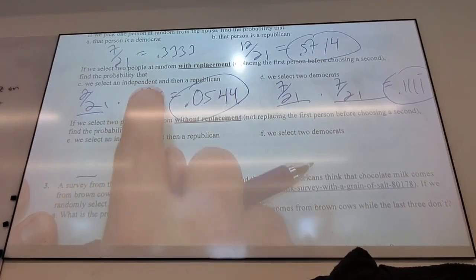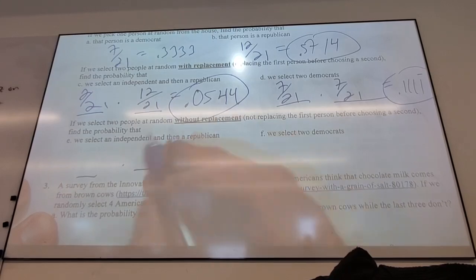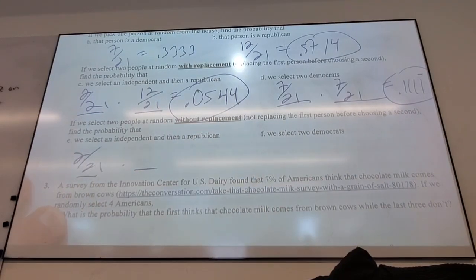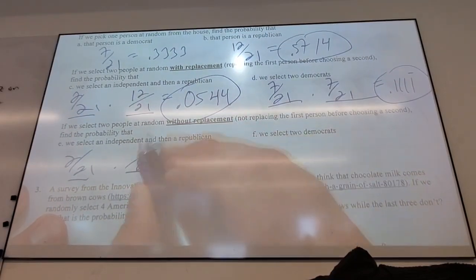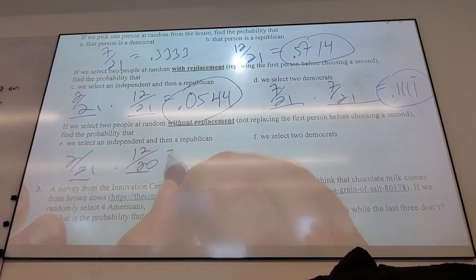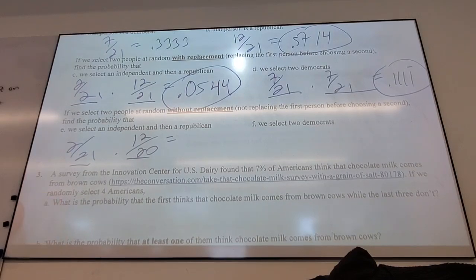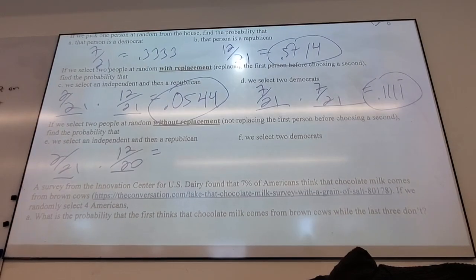So these are like the same question, just in a different situation. I pick a Republican, then I let them leave. How many people in the house now for the second pick? 20. And how many people are still Republican? 12. So that's 0.0571.